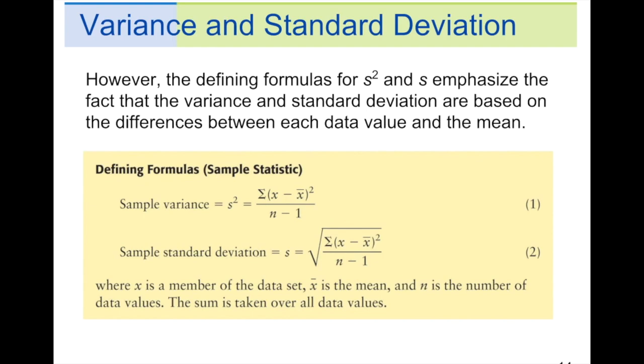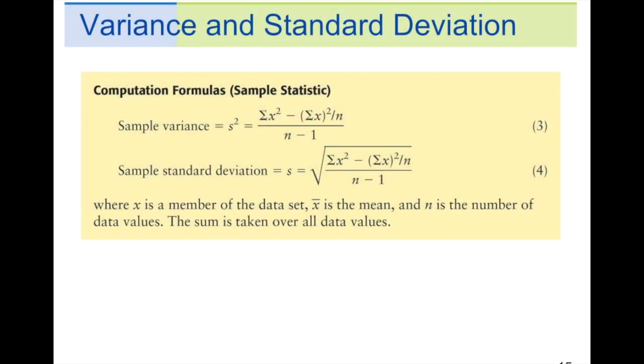So, as I've shown before, here are the defining formulas, where x is a member of the data set, x bar is the mean, n is the number of data values, and the sum is taken over all the data values. Computation formulas. Again, the same with everything being the same.